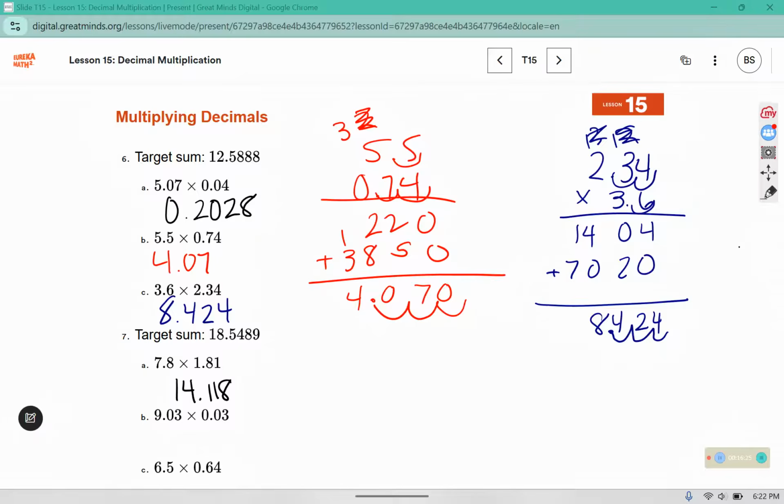There is a typo on C. This, in order to get the sum of 12.5888, is not going to work, so it should be 2.31 here, which would adjust our product on part C, and then it would add up to this sum. So if your book has a 1 there, keep in mind this doesn't match. There is a typo in the teacher's edition.